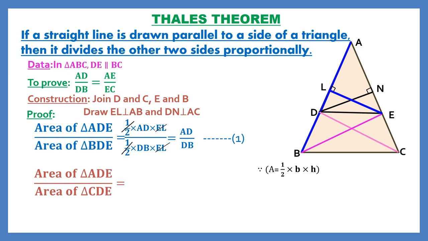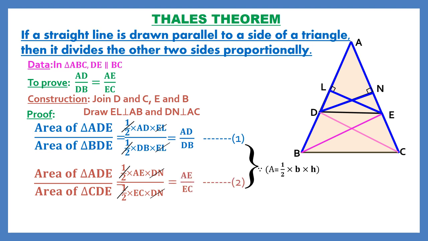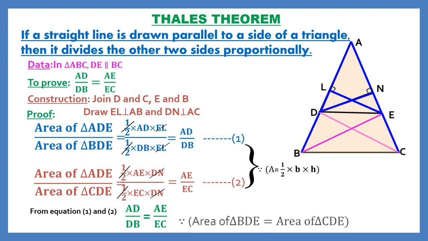Similarly, area of triangle ADE is equal to half into base AE and height DN, and area of triangle CDE is equal to half into base EC into DN. Cancel the similar terms. We get AE divided by EC. Call it as equation 2. From equation 1 and 2, we get AD by DB is equal to AE by EC.